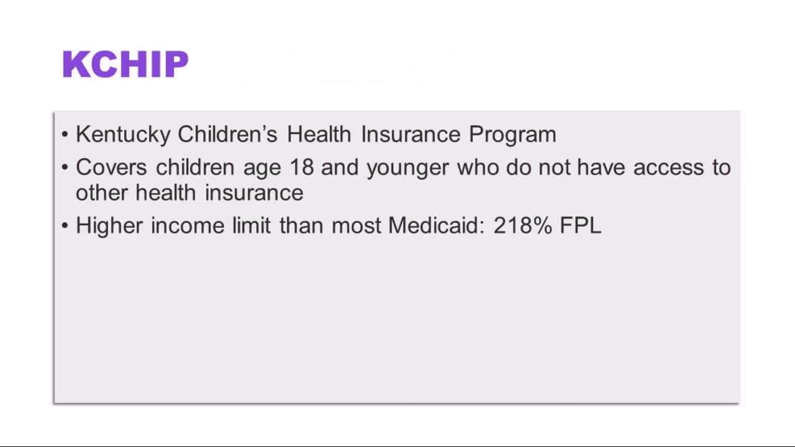The Kentucky Children's Health Insurance Program, also known as KCHIP, covers children age 18 and younger who do not have access to other health insurance. The benefits and coverage are the same as traditional Medicaid for children, but it has a higher income limit of 218% of the federal poverty level. In 2019, for a household of 4, that is a gross annual income of $54,718. Even if you have adult clients who are over the income limit for Medicaid, their children could be eligible for KCHIP.